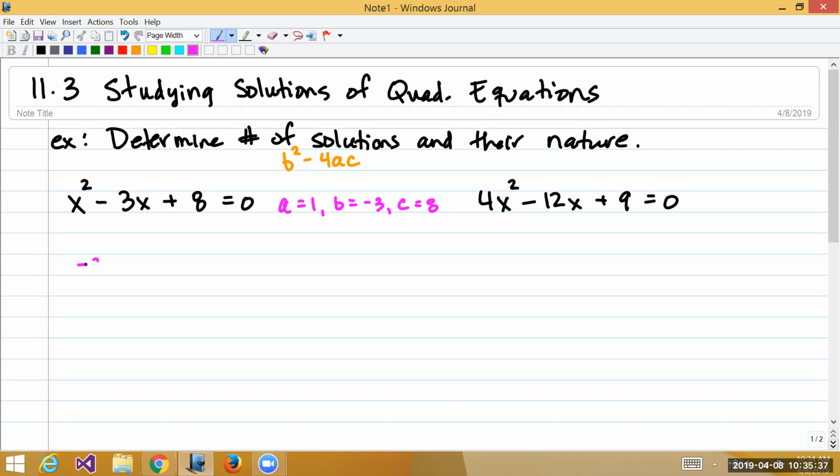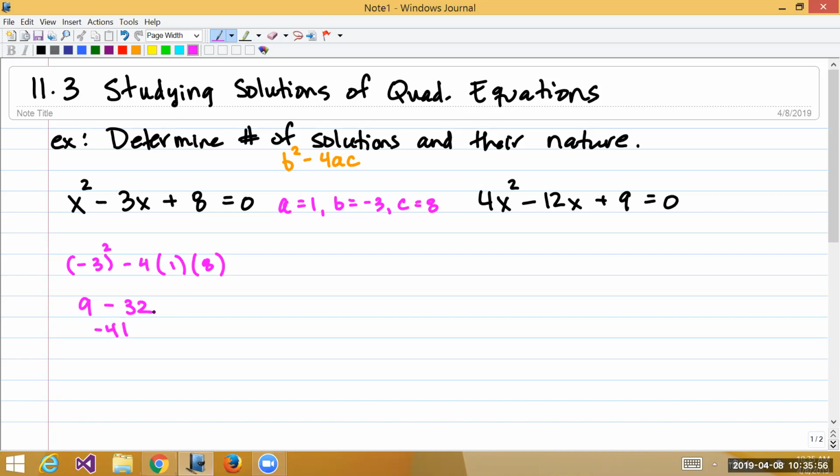So that would be (-3) squared. Make sure you put parentheses because the entire -3 has to be squared. Minus 4 times 1 times 8. So that's 9 minus 32, which is -41.